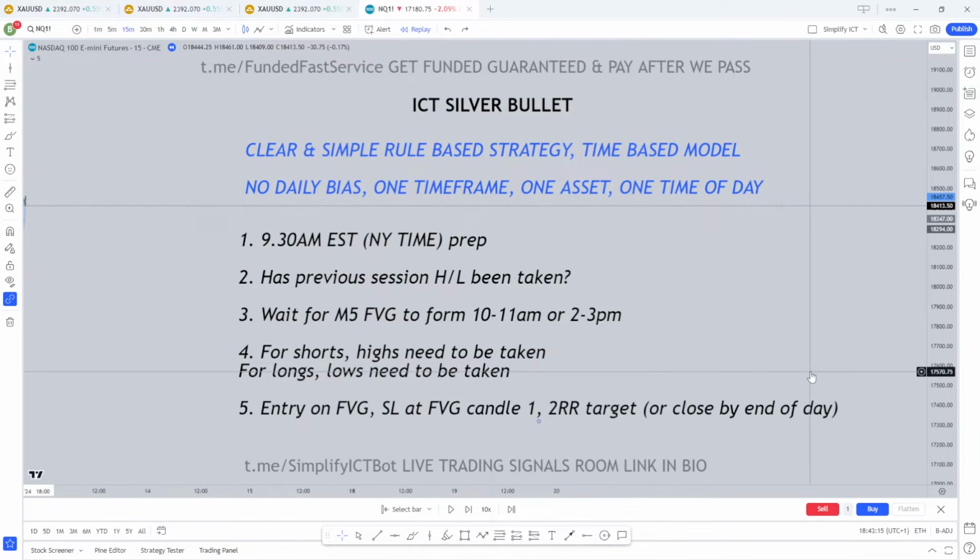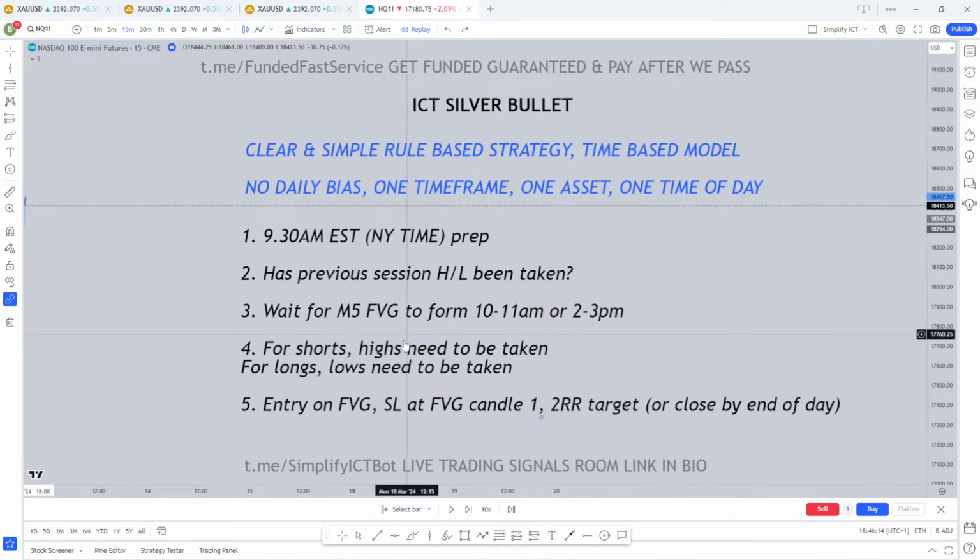And the best part about the silver bullet strategy is that it removes the stress and the guesswork from your trading. So if you guys stick to these 5 points that I'm going to show you right here, you're going to use this as your checklist. This could really be the turning point in your trading career. We're also going to do some in-depth chart work, so make sure you watch till the end. So let's get straight into the rules.